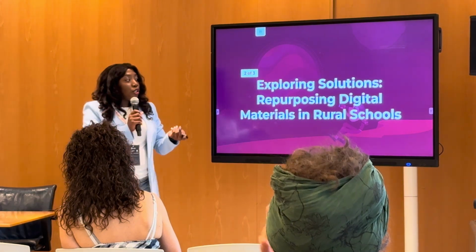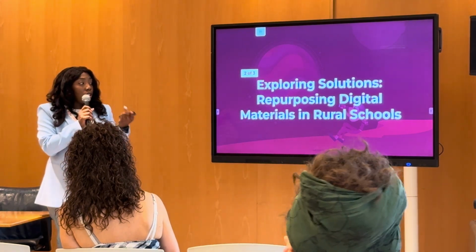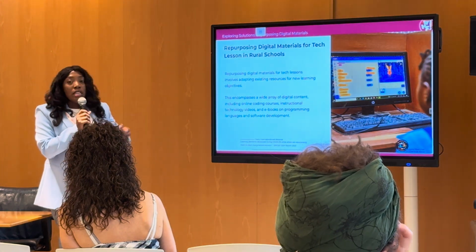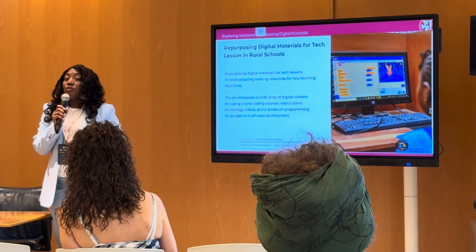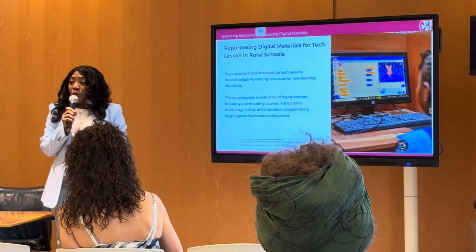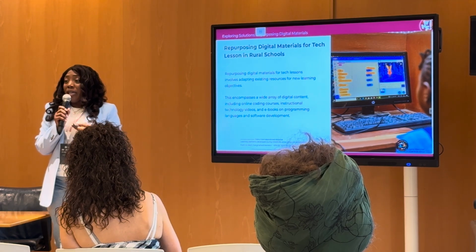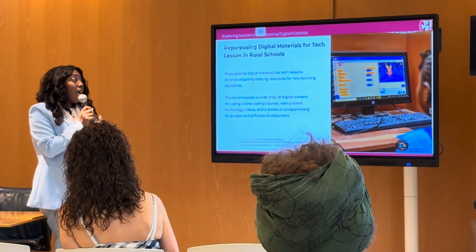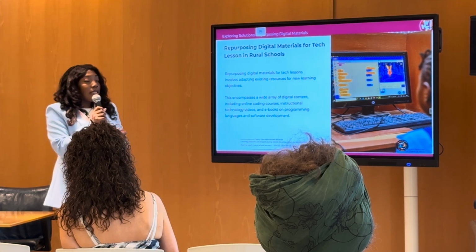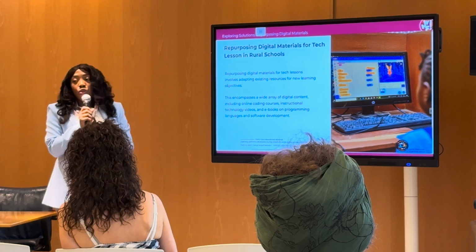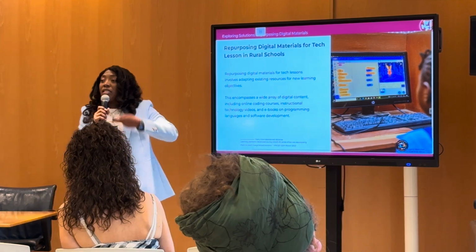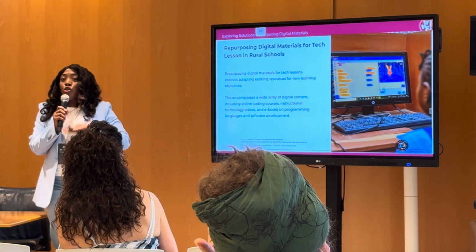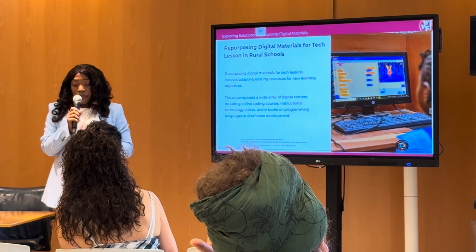So, exploring solutions, I'm going to be talking about repurposing digital materials in rural schools, like I said earlier. And what does it mean to repurpose? The other word for repurpose is reuse, recycle, using something that's been already made available to gain larger impact. So I had here that repurposing digital materials for tech lessons involves adapting existing resources for new learning. So rather than creating new digital content, it's basically using the digital content we have at the moment to solve a critical problem in rural schools.